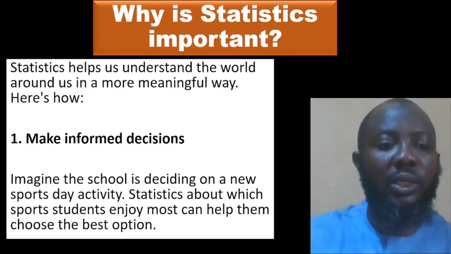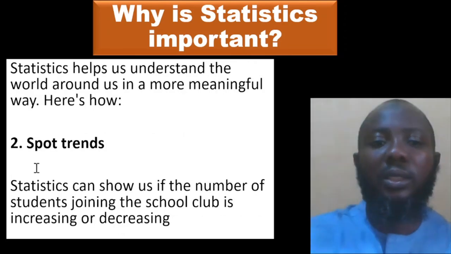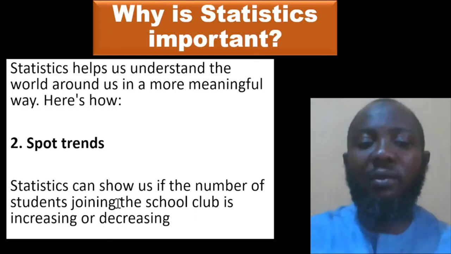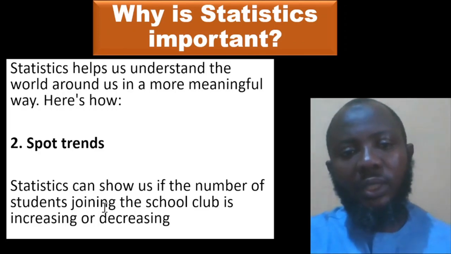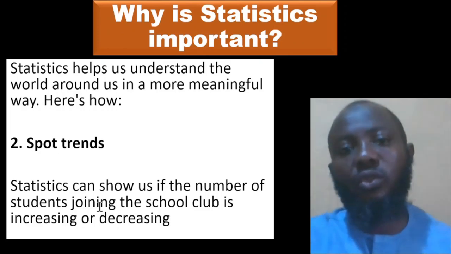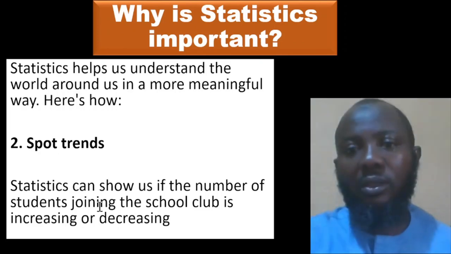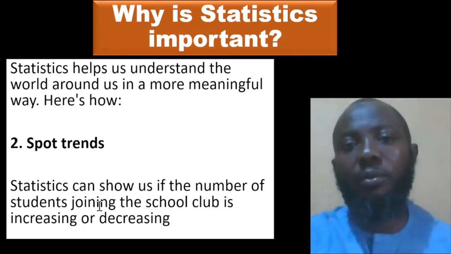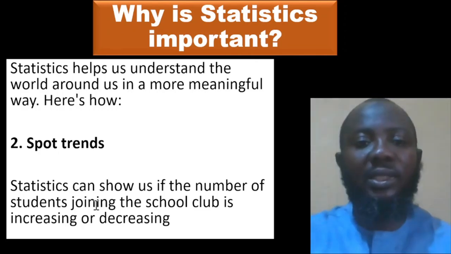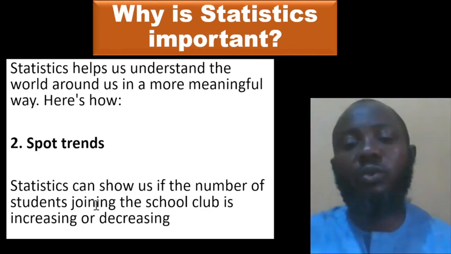The next one, apart from this, is that statistics makes us spot trends. Statistics can show us if the number of students joining the school club is increasing or decreasing. So it will let us know the trend of this particular thing that is going on. Is the number of students joining the school club increasing or decreasing? Or how many students are joining the football club? How many people are joining basketball? You understand? So it is the trend that will let us know that this is what is happening.